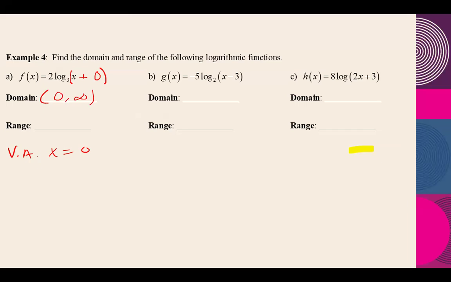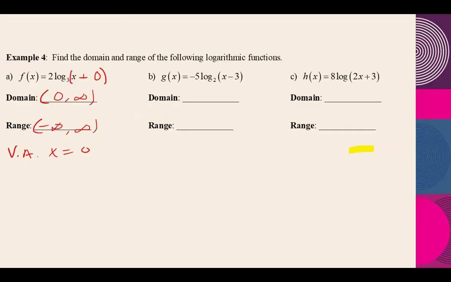And just like exponential, what's going to be your range? Your range is going to always be what? Negative infinity, positive infinity. On exponentials, it's your domain that's all real numbers. On logs, it's your range that's all real numbers. Make sense?